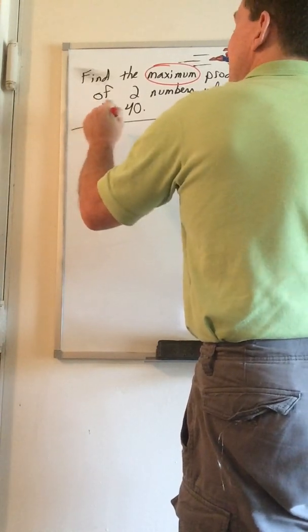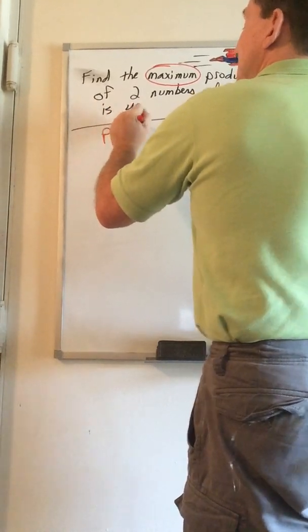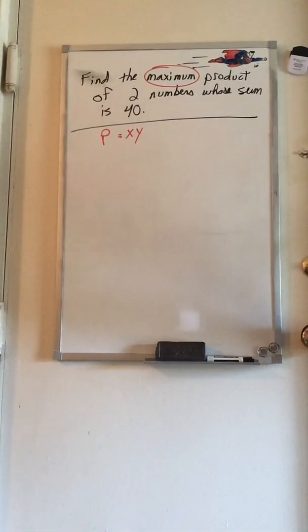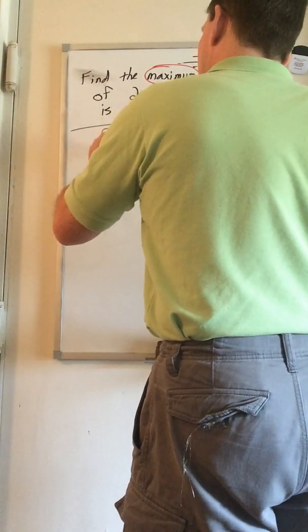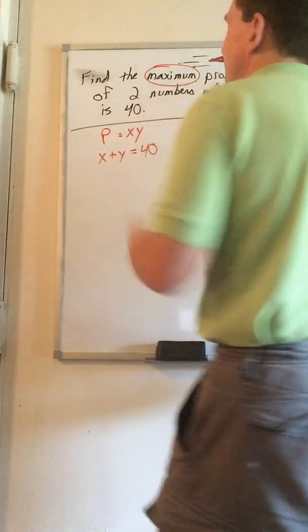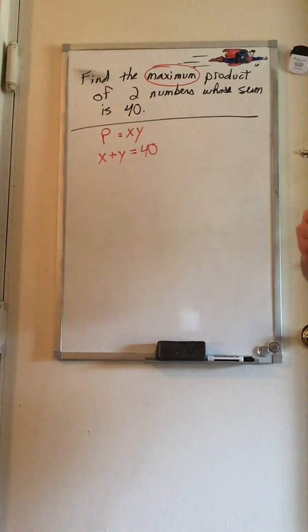Find the maximum product of two numbers. So I'll just say P for product is equal to x times y. Two numbers, x and y, whose sum is 40. So the sum of x and y is equal to 40. And now I end up with two equations.